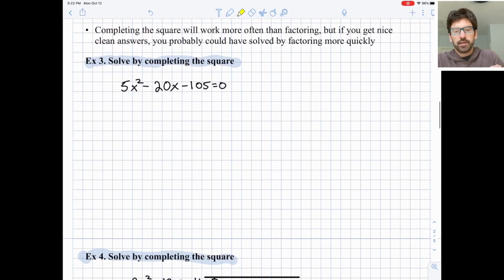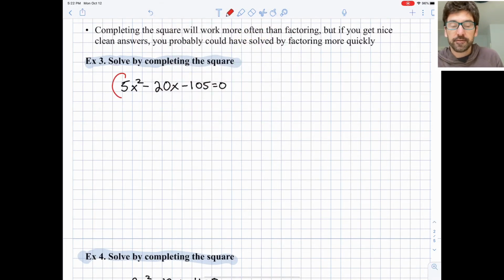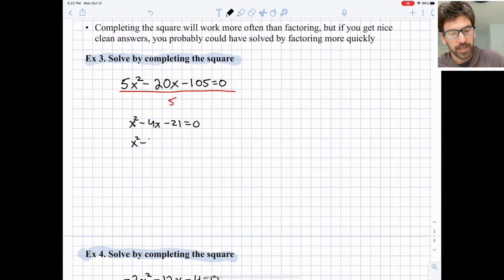So let's solve this one by completing the square. And first, we're going to follow that first piece of advice by dividing by a. A here is 5. And so let's get rid of that 5. It's complicating things. And let's divide both sides by 5. So we're going to get an x squared minus 4x minus 21 equals 0. Okay, that may be factorable. In this case, it actually is factorable, but we're going to pretend that we didn't see how it's factorable. We're just going to go through the completing the square process. I'm going to add 21 to both sides and leave a blank for a c value.